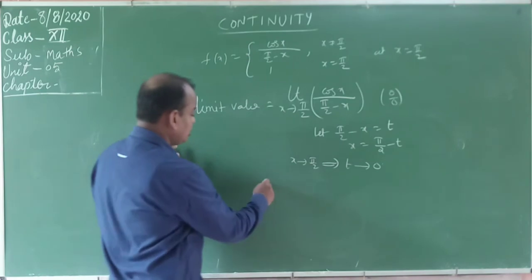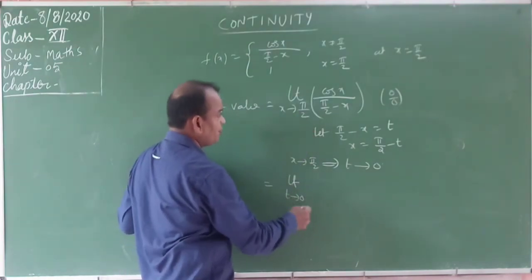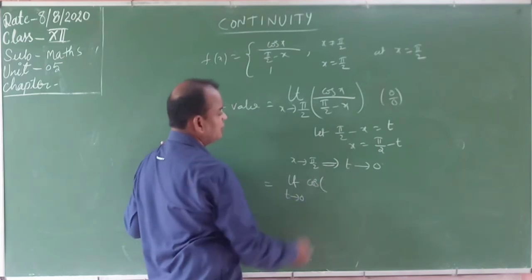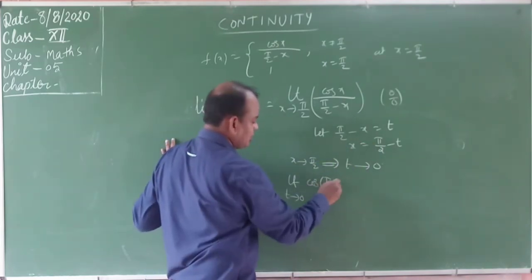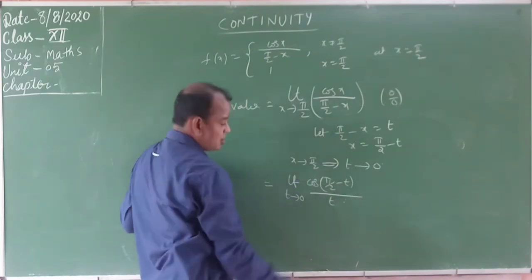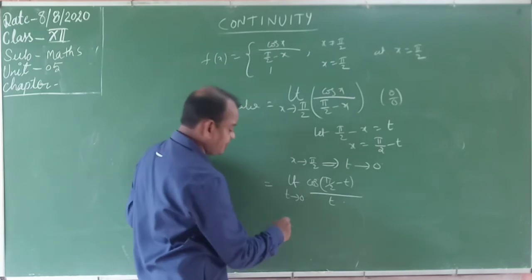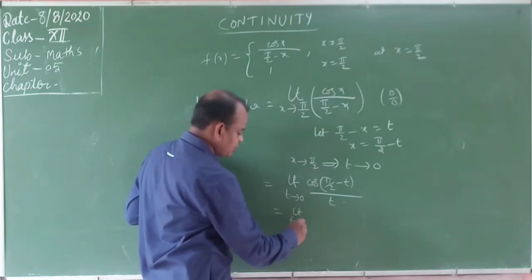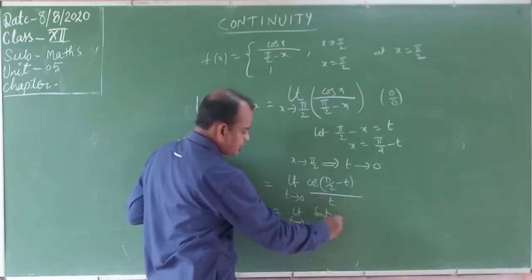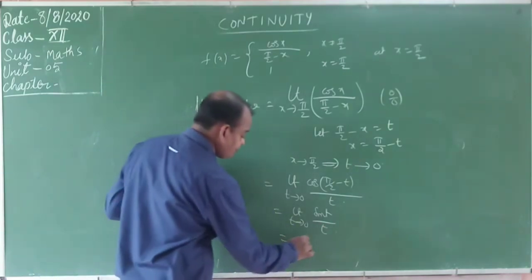Now substitute: limit x tends to pi by 2 means t tends to 0, cos of x, where x means pi by 2 minus t, divided by t. Cos of 90 minus theta: first coordinate 90 is there, so cos will change to sin. Limit t tends to 0 of sin t by t. What is the formula? Limit t tends to 0 of sin t by t is equal to 1.